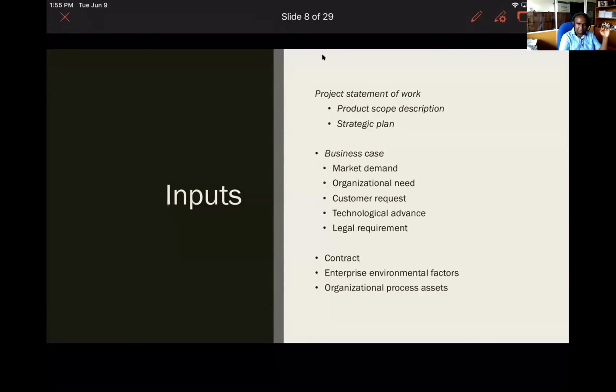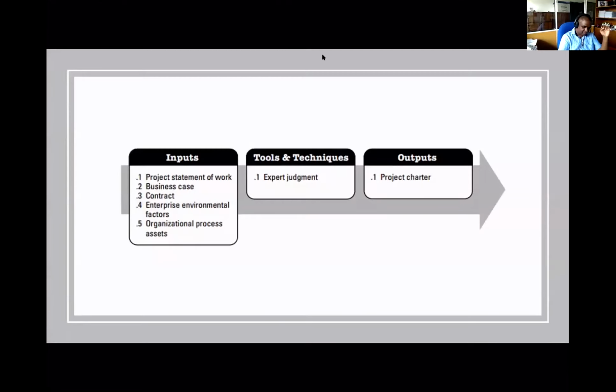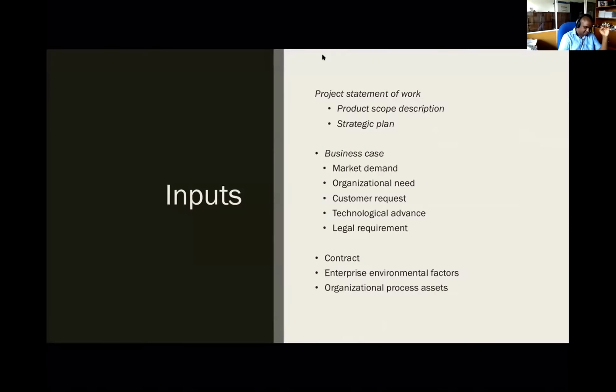So I'm discussing the contents of the previous slide. Your project statement of work, and a business case. Business case is, let's say if it's a building, whether it is feasible or not. Market demand, the customer requests, the technological advances possible.